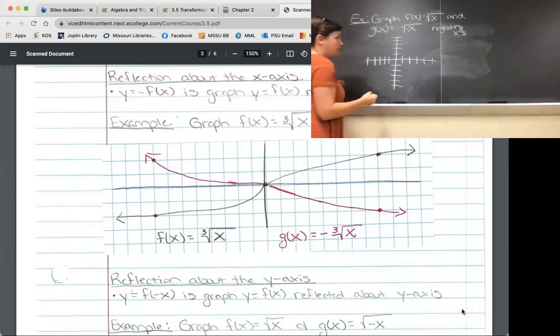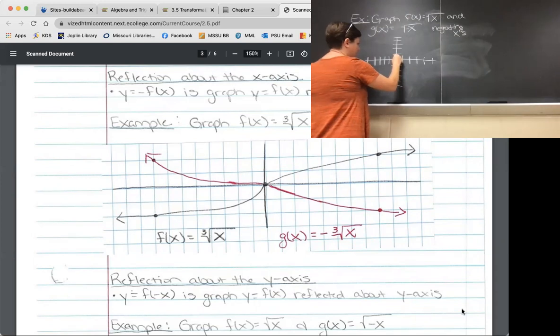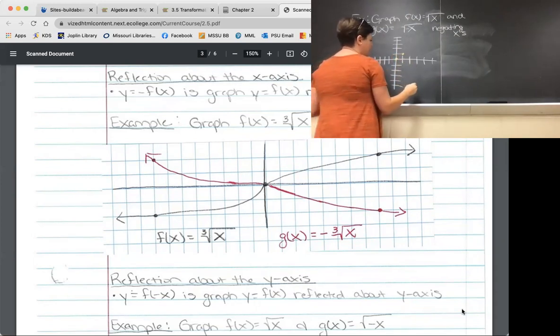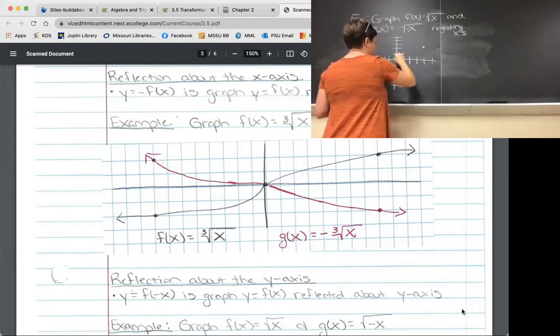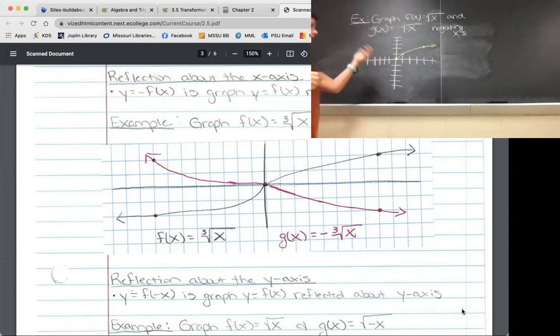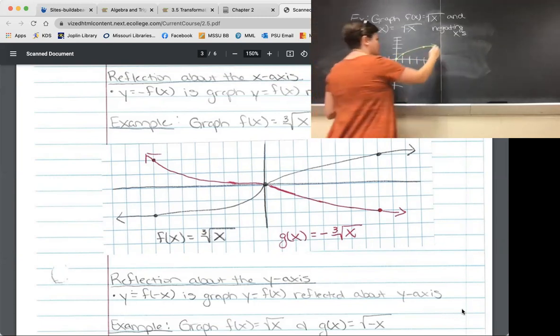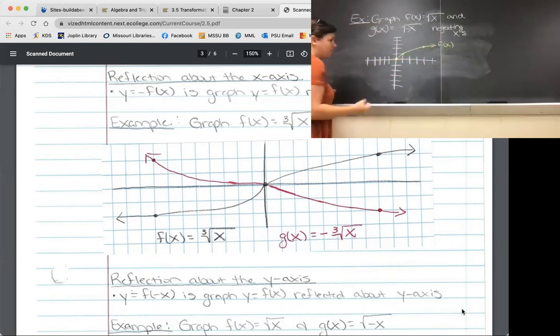So I'm going to draw f of x, which is the square root of x. That's where we have 0, 0. We have 1, 1. We have the square root of 4 is 2. And that's all we had because we don't have the square root of negative numbers. So this is our f of x. Okay. But we need to reflect this about our y-axis.